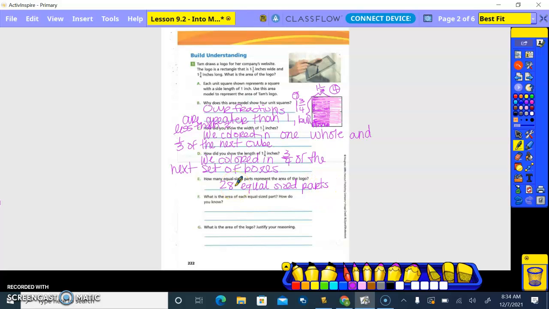What is the area of each equal size part? How do you know? So basically, we have 1/4 and 1/3, right? So we would take 1/4 times 1/3, and that would get us what? 1/12. So 1/12 square inch, right?